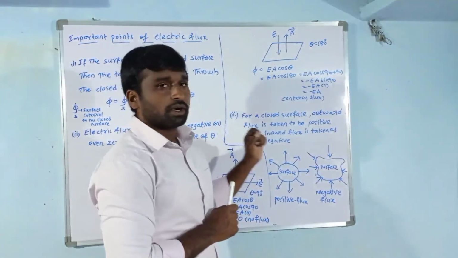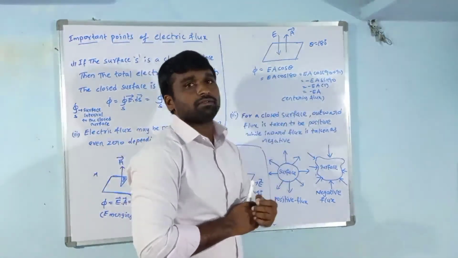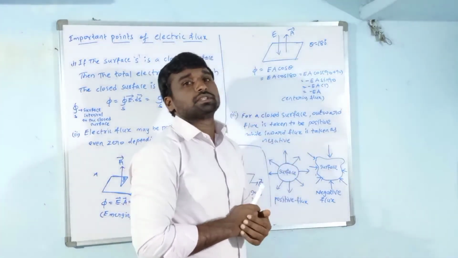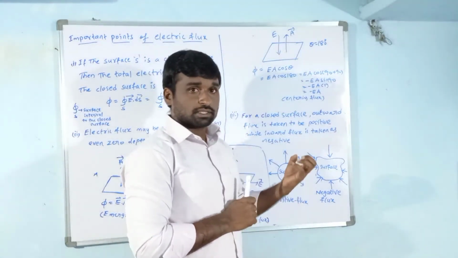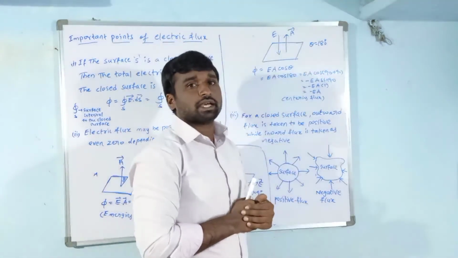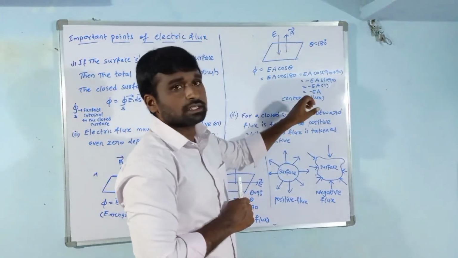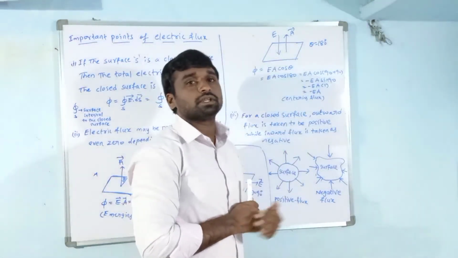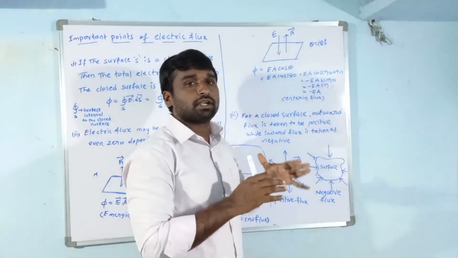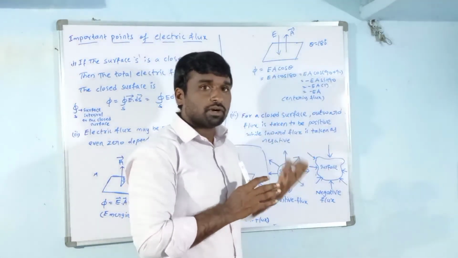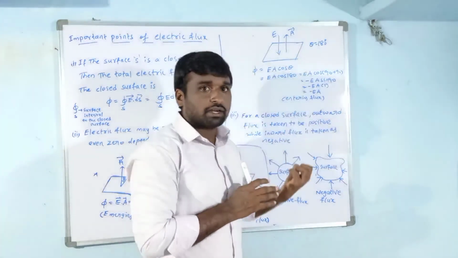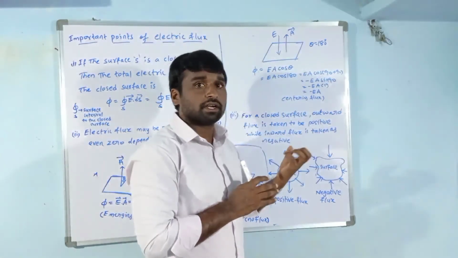Okay, so what is the indication of this negative flux? That is, the flux is entering the closed surface. The flux is entering the surface, and that is represented by the negative sign. So here the negative sign indicates the flux entering into the surface. Inward flux, entering flux, we can take as negative, and outward flux we can take as positive.